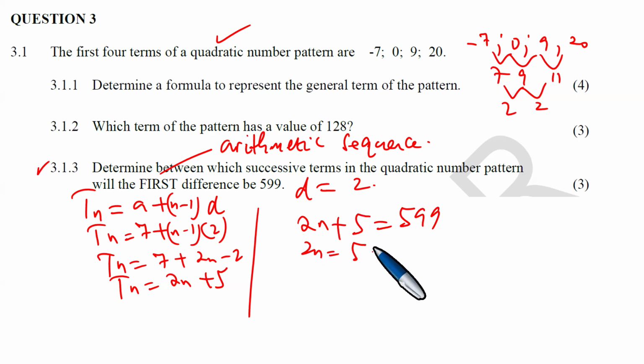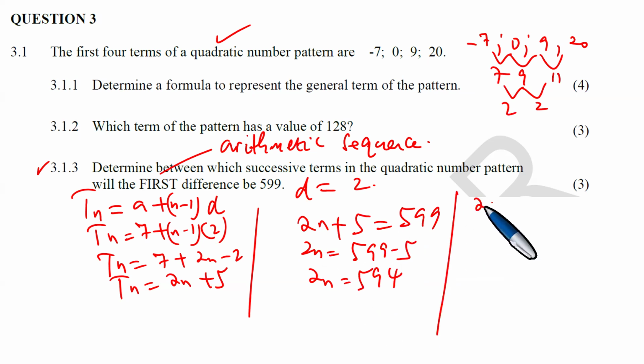2n equals 599 minus 5, which is 594. Okay, if this is 594, you divide by 2. So you have 2n equals 594 divided by 2. Okay, what is 594 divided by 2? 297.